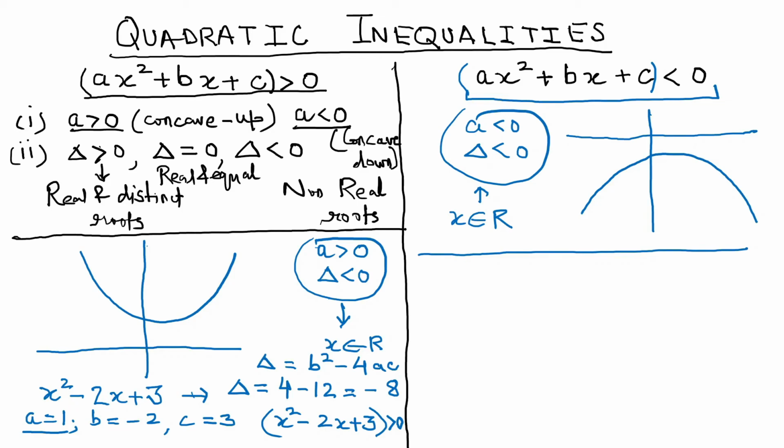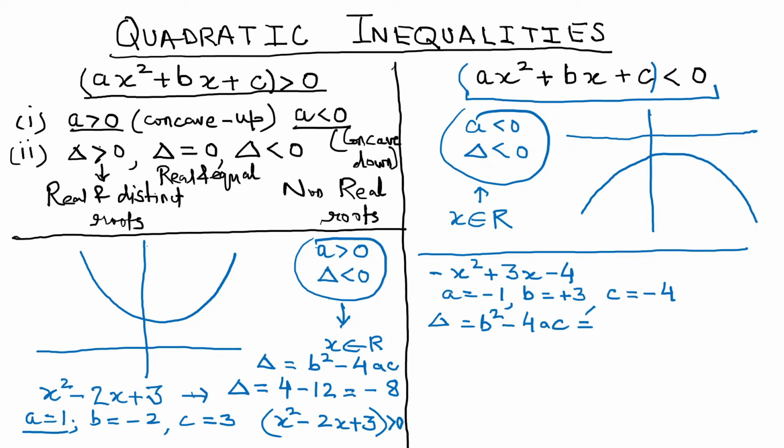Another example that I can take here is, let us say, an equation like minus x square plus 3x minus 4. Now what is the value of a here? A here is minus 1, b is plus 3, the value of c here is minus 4. What is the value of delta? We know that delta is equal to b square minus 4ac.